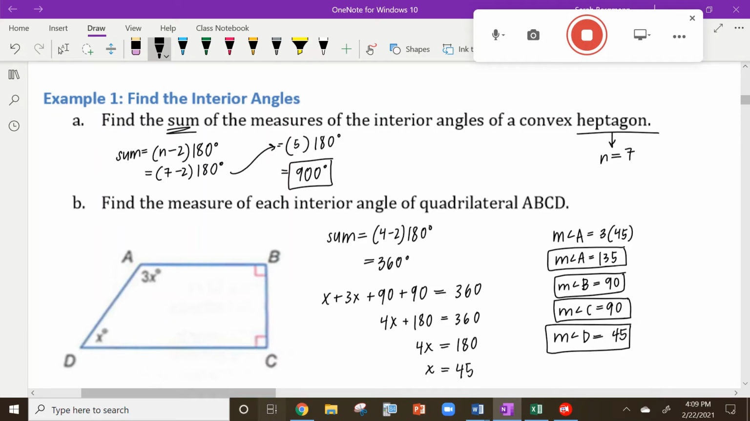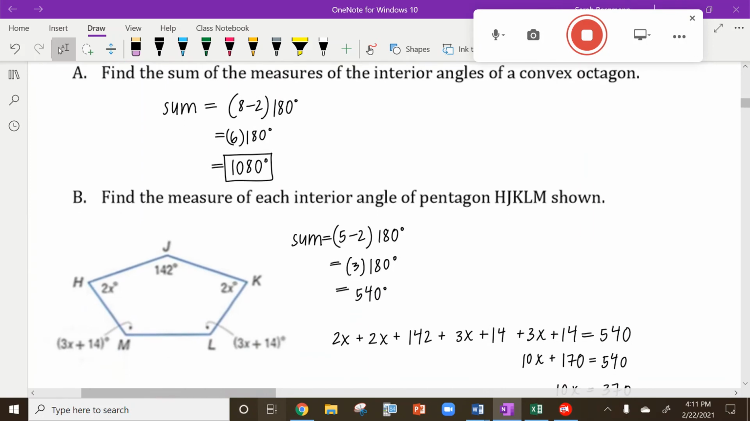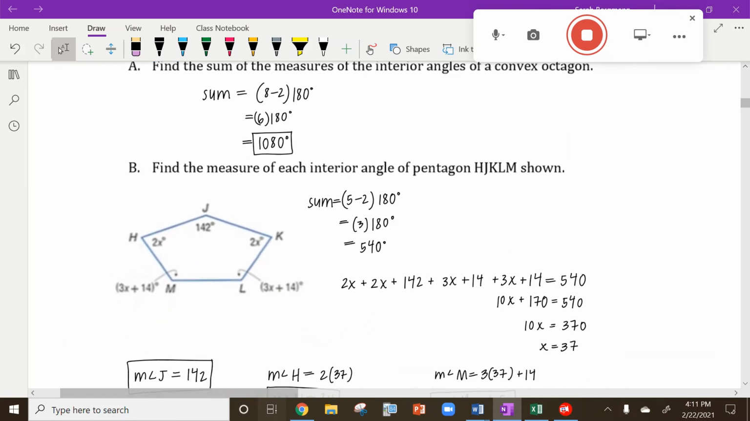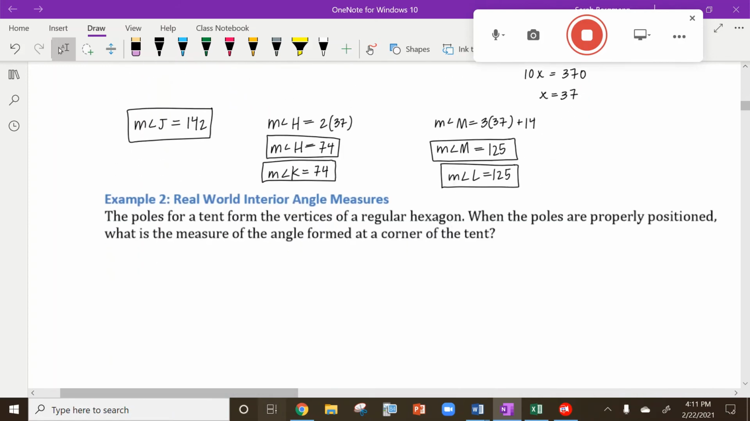Pause the video and try the practice problem below. Alright, here are the correct answers for that practice problem. Now let's do another one.